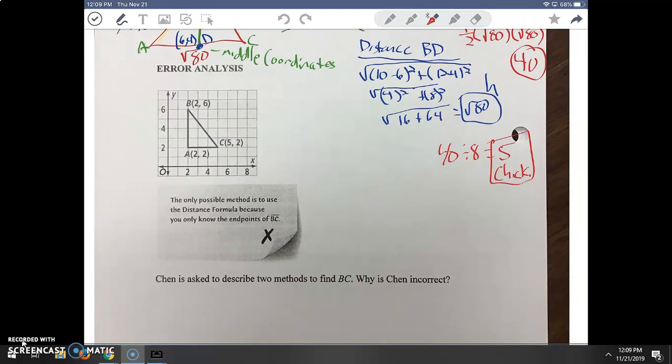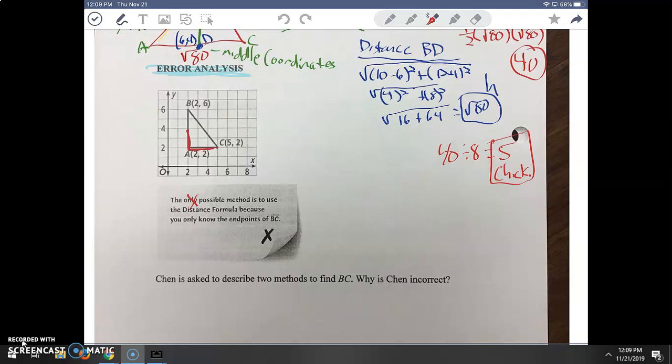And ready for the error analysis portion of this. Okay, so with the error analysis here, it says Chin was asked to describe two methods to find BC. He says the only possible way is to use the distance formula because you know the endpoints of BC. That is one of the ways. That's true, but that is not the only way. This is a right triangle.